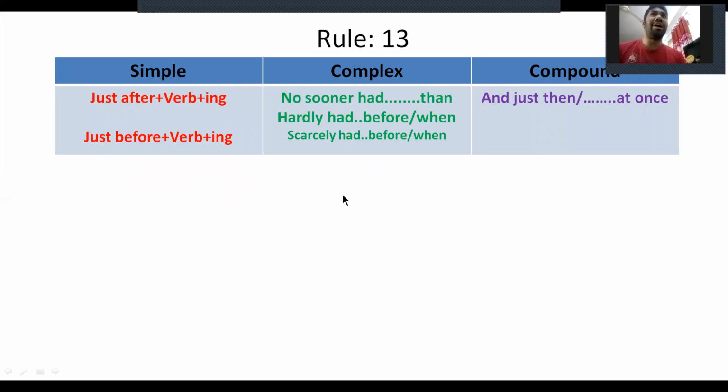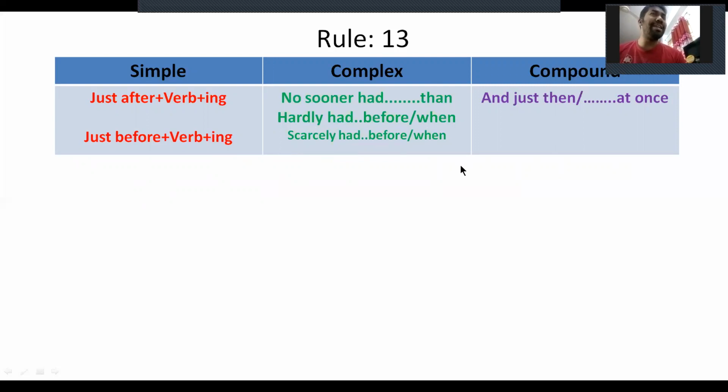Now the Rule 13. In this rule, in simple form, we use just after plus verb plus ing or just before plus verb plus ing. In complex, we use no sooner had dot dot dot then, or hardly had dot dot dot before, or when, or scarcely had dot dot dot before or when. And in compound, we use and just then or and at once.